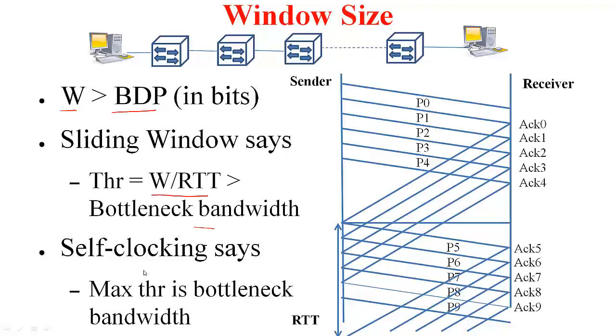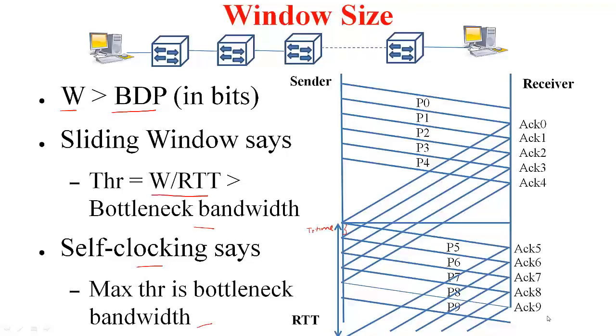But what is the self clock saying? It is saying that you can only send out packets in response to these acknowledgements, and they are capturing the transmission time of the bottleneck bandwidth. So the maximum throughput that you can achieve is the bottleneck bandwidth. So what's happening? This is saying you can get throughput greater than bottleneck bandwidth, which is not possible, by the way. Self clocking is rightly saying that you can achieve the bottleneck bandwidth. So what do you think is happening?